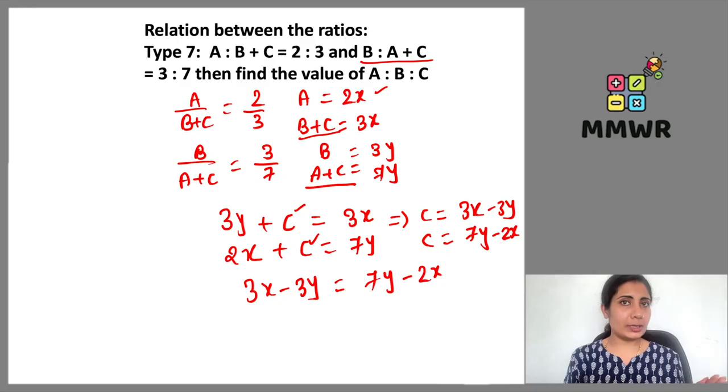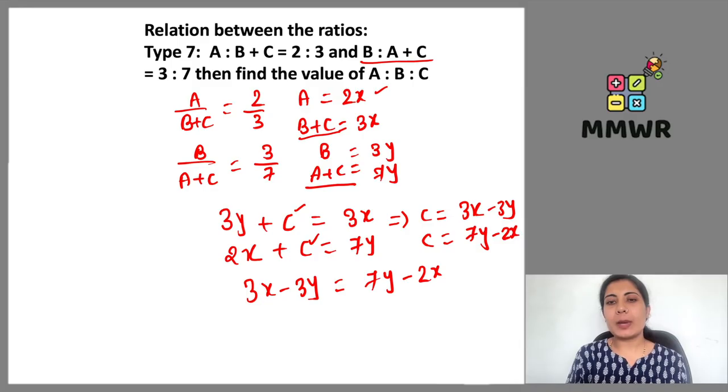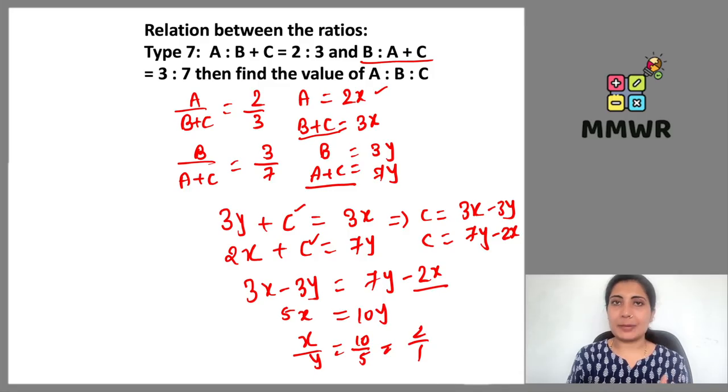Let's bring both the x's to the same side and both the y's to the same side. So this minus 2x goes to the left side and becomes positive 2x. 3x plus 2x becomes 5x, and 7y plus 3y becomes 10y. The ratio of x and y will be 10 upon 5, which is 2 upon 1. So this is again in the form of a ratio. So x is to y, the value for x we can consider 2k and the value for y is 1k.